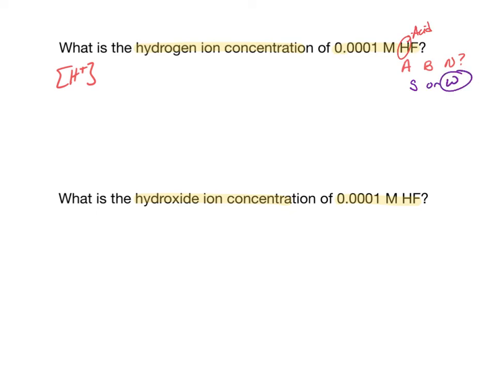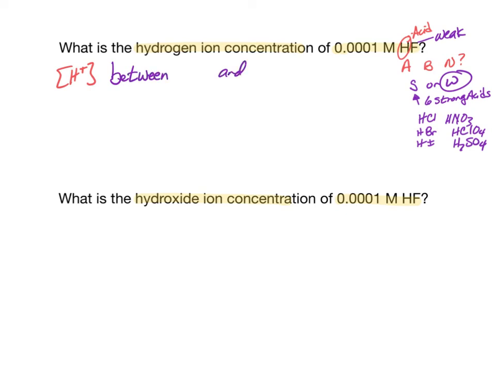As a reminder, there are only 6 strong acids, and they are HCl, HBr, HI, HNO3, HClO4, and H2SO4. This is not one of those, so it is a weak acid. Recall that if we have a weak acid, the hydrogen ion concentration is going to be between 2 numbers. What it would have been if there was a strong acid present, and what it would have been if there were no acid present. Those are the numbers that it's between.